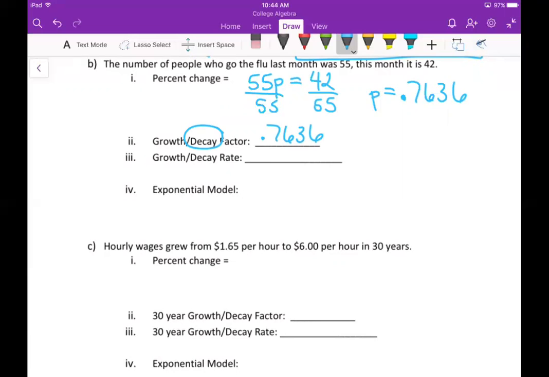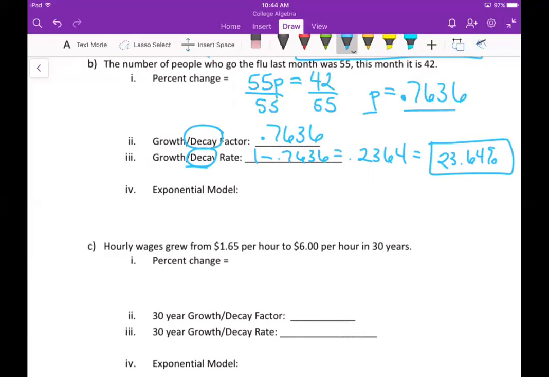That means I lost 1 minus 0.7636, or 0.2364, 23.64%. So I'm going down at a rate of 23.64%, but I always use the opposite of the 100% when I'm talking about percent change. Okay, so I know that's a little confusing. It challenges our brains a little bit because we want that p-value to be the decay rate, but it's not, it's the decay factor. So we use that decay factor to report the decay rate, but we go back to the decay factor when putting together the model.